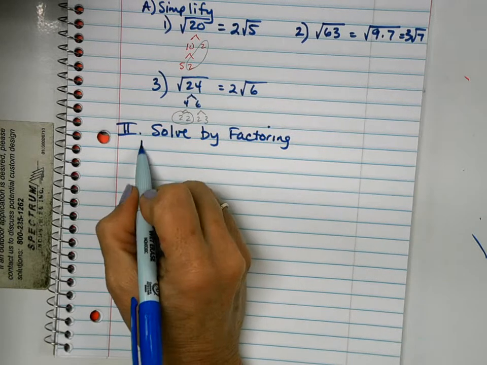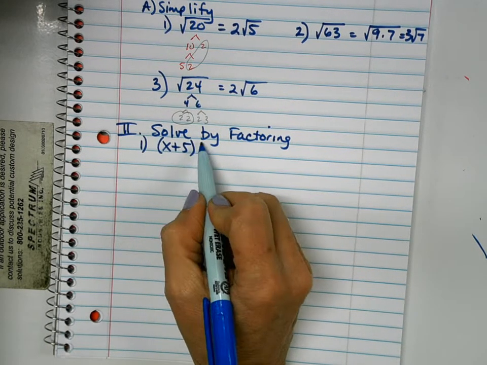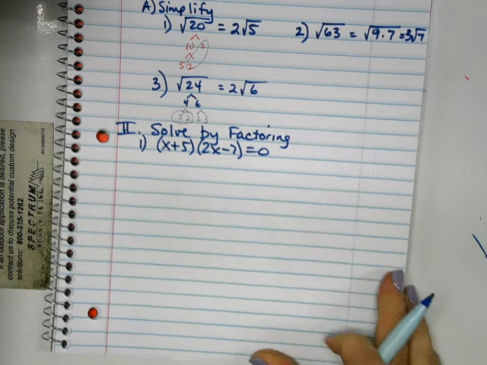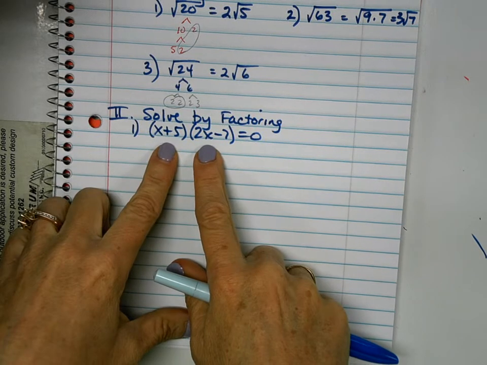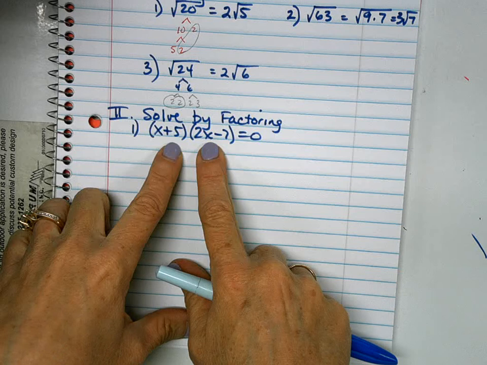This first one is already going to be factored for us. x plus 5 times 2x minus 7 equals 0. That has already been factored. Okay, now you guys, here is the rule. You ready? I really want your focus on this because this is a big concept here. Okay? This is saying this number times this number equals 0.